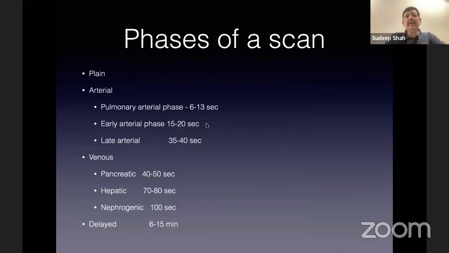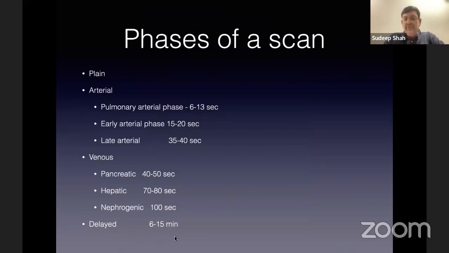Your early arterial phase would give you the angiographic picture. So you'd be able to see the detailed vascular anatomy, that's at 15 to 20 seconds. Your late arterial phase would give you arterial tissue enhancement, for example, a hepatocellular cancer within the liver. So that you will see at 35 to 40 seconds. And then you have the venous phase, and different organs would give you a different appearance at times. So for the pancreas protocol CT, you're looking at 40 to 50 seconds after injection. The hepatic venous phase would come in 70 to 80 seconds. If you want to look at the kidney, around 100 seconds.